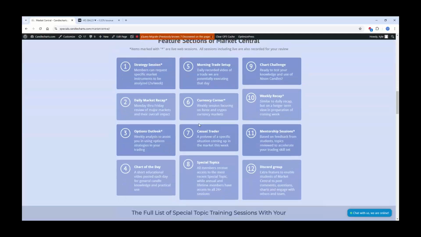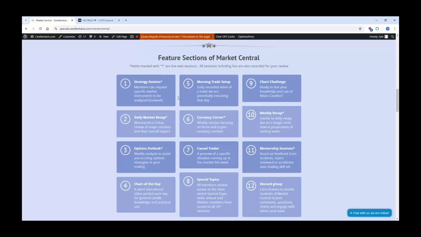Now, let me show you the feature sections. These are all of the different features of Market Central. I'm not going to read all of these to you, but there's a strategy session where you can request markets, kind of like what Steve is doing today. We do this twice a week. Every day, Monday through Friday, a daily recap. Every Wednesday, we do an option session talking about option strategies. Every day, a chart of the day, a short educational piece teaching you something about how to read charts. Every day, Monday through Friday, a morning trade setup, meaning a trade that we're potentially doing that day.